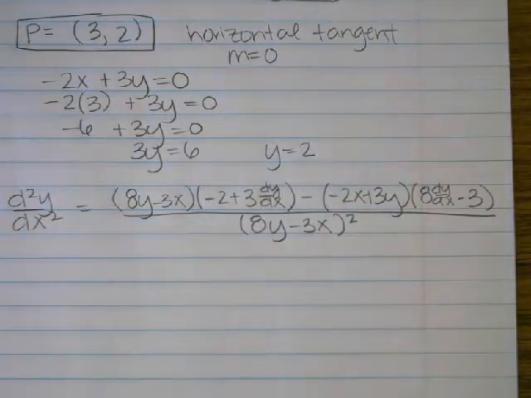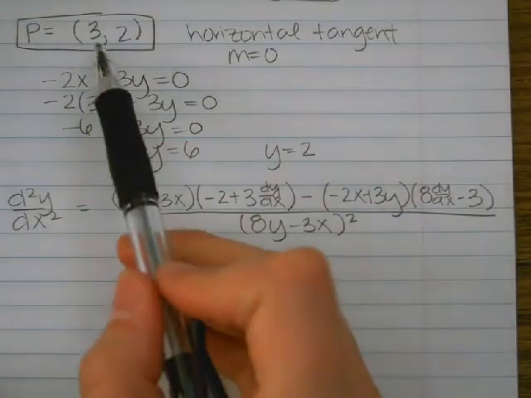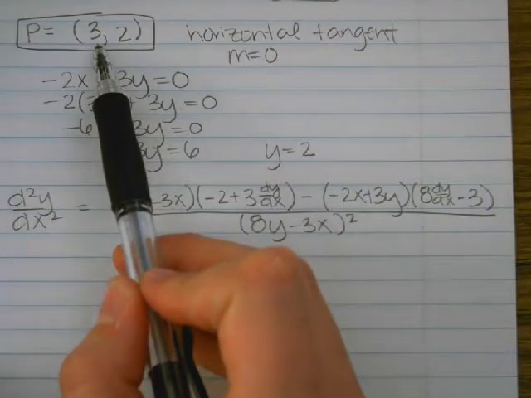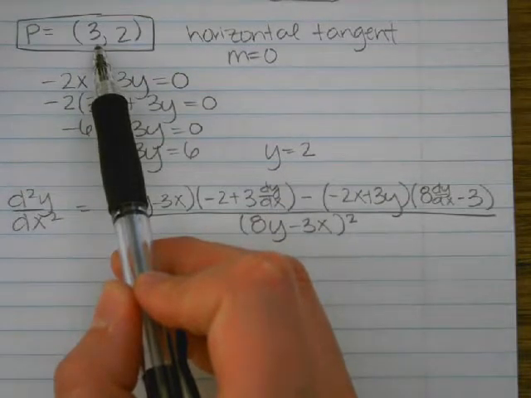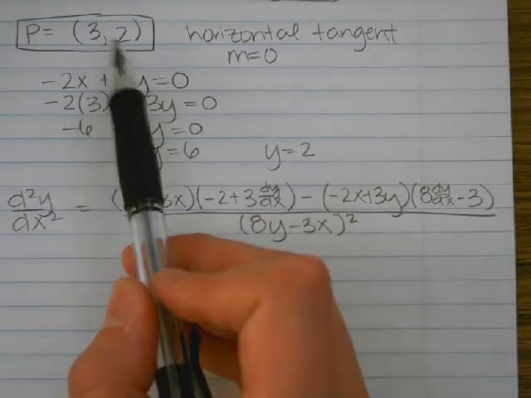All right, so we have this mess, right? This is kind of a mess, and we do not have to simplify it. Why do we not have to simplify it? Because you're evaluating it. You're plugging in the point. So you're plugging in 3 for x and 2 for y.